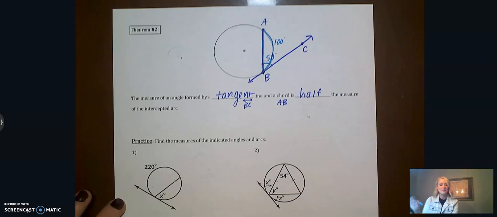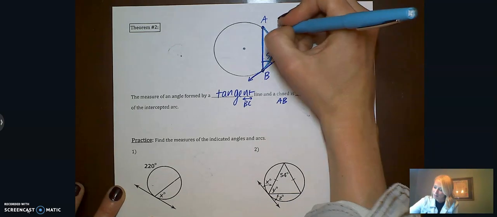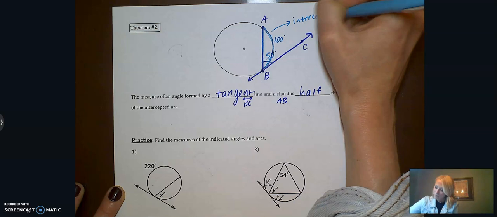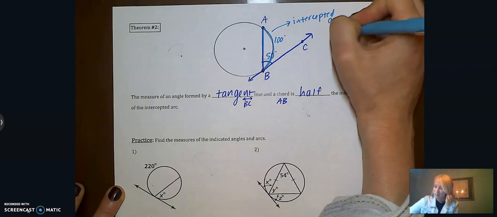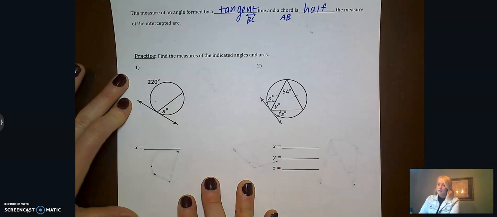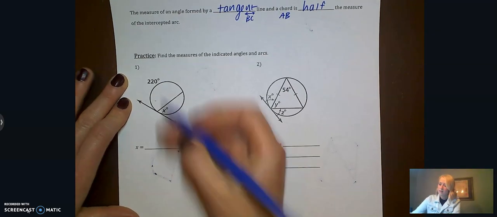Okay, so it's the same concept. You're going to be multiplying by 2, dividing by 2. Maybe draw a little note if you need to. Arc AB is the intercepted arc here. It's kind of where the chord cuts off the circle. That can be weird to see. All right, let's show you how to use this then. So 2 examples, then we're done.